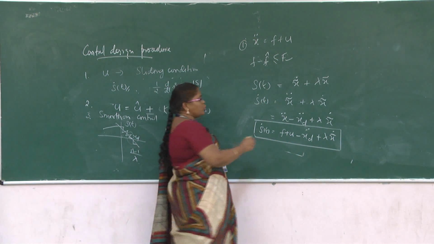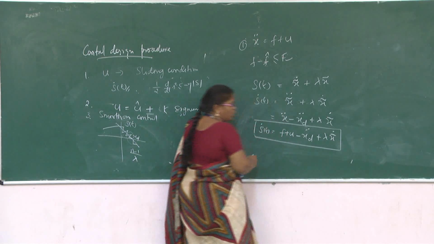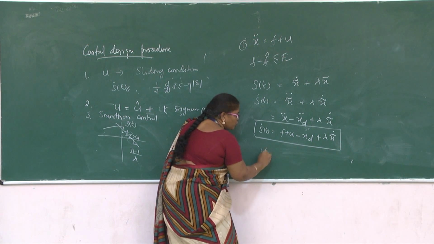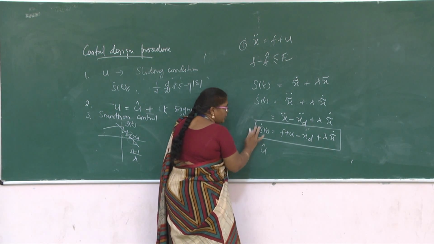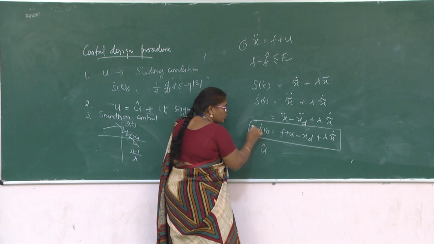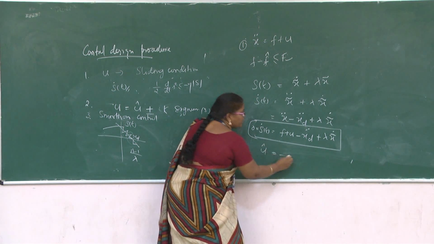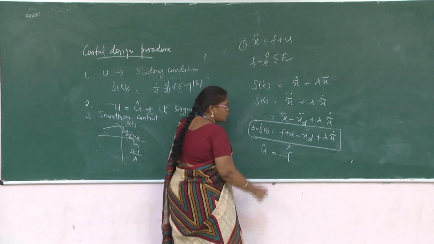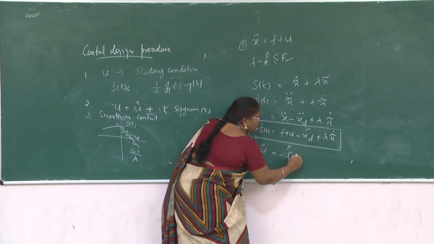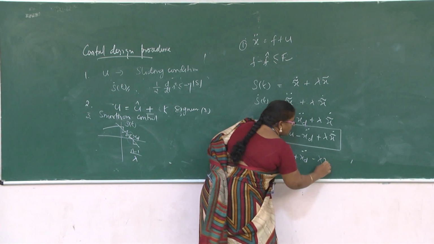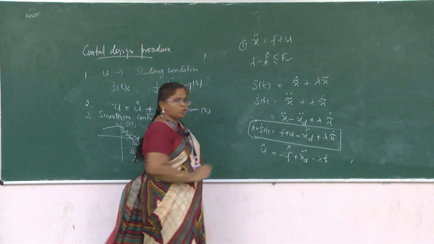Now I am going to design the control law. I am going to take this as u cap, and I can equate this to 0. So now my u cap is equivalent to minus f cap, since f cap is my estimation. So u cap equals minus f cap plus xd double dot minus lambda x bar dot. Okay, so now my control law is ready.